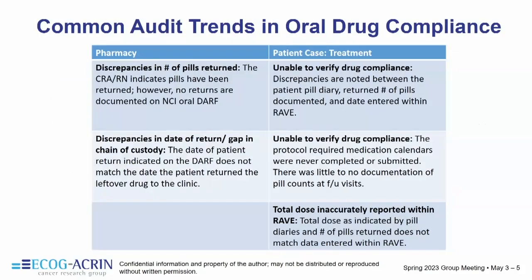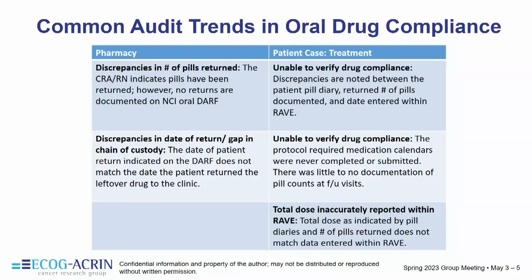We do have some common audit trends in oral drug compliance, really documentation trends. I've separated this into pharmacy deficiencies and patient case treatment deficiencies, although there is some overlap. For pharmacy, an example is a discrepancy in the number of pills returned that's recorded on the DARF. We'll review at audit that the CRA or the RN indicates pills have been returned. However, pharmacy is not documenting any returned pills on the DARF.